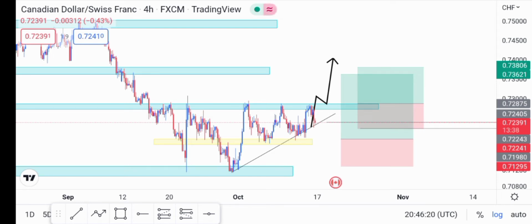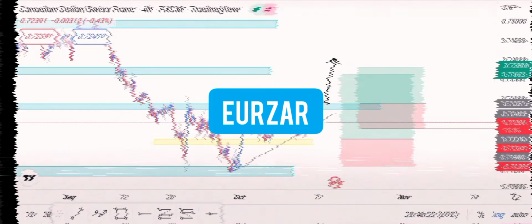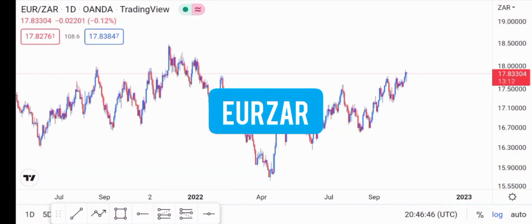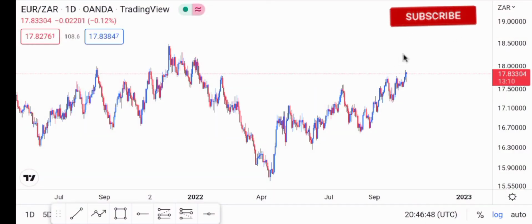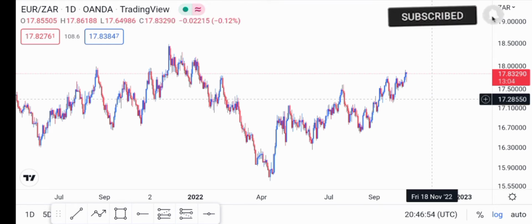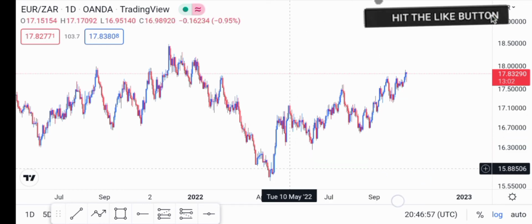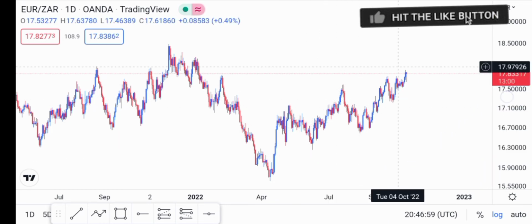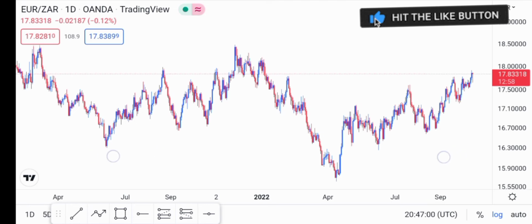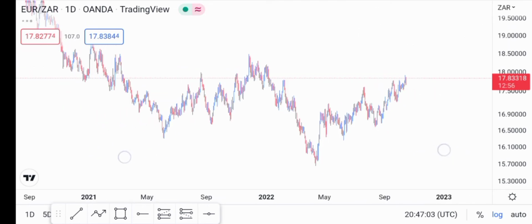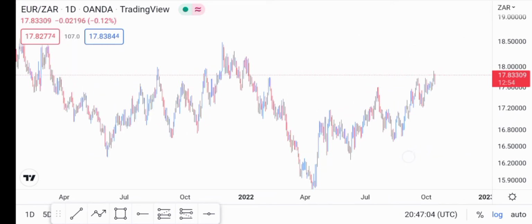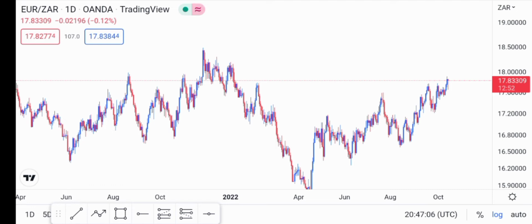Let us move to EURZAR. We are on EURZAR. As you can see, guys, this is quite a clear setup. I think most of you can see that. So from this point right over here up until here, but before we cater most of the things, let us focus on our levels on the market, which are significant.